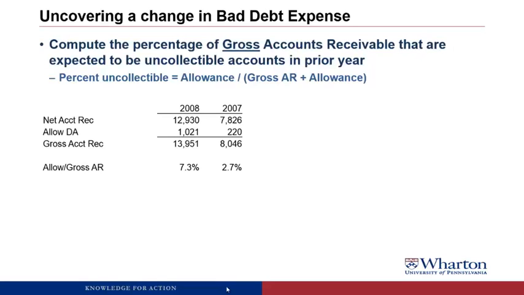So we take the net accounts receivable on the balance sheet, add back the allowance to get the gross. We did that a couple slides ago. Then we take the allowance divided by the gross to get the percent uncollectible.